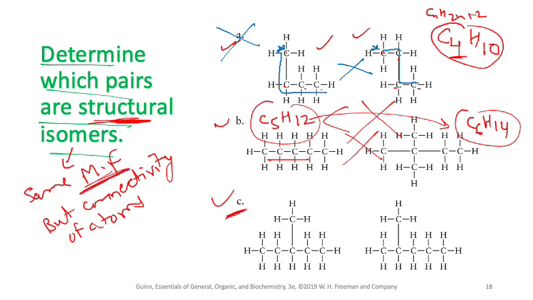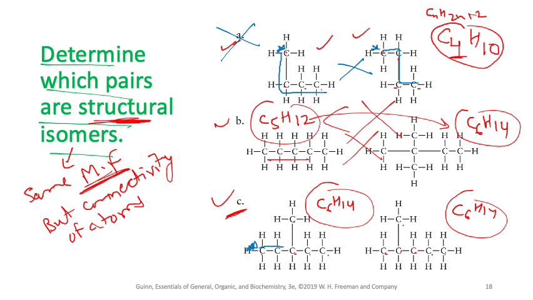What about the C? How many carbon? 1 2 3 4 5 6. It has a formula of C6H14. How many on this? 1 2 3 4 5 6. Formula is C6H14. So they have same molecular formula, but let's see if the connectivity of the atoms are different or same. Let's start with one of the carbon which is on the corner, the side one. Let's connect all the carbon. 1 2 3. Now I have a choice. I can go up or I can keep going straight.